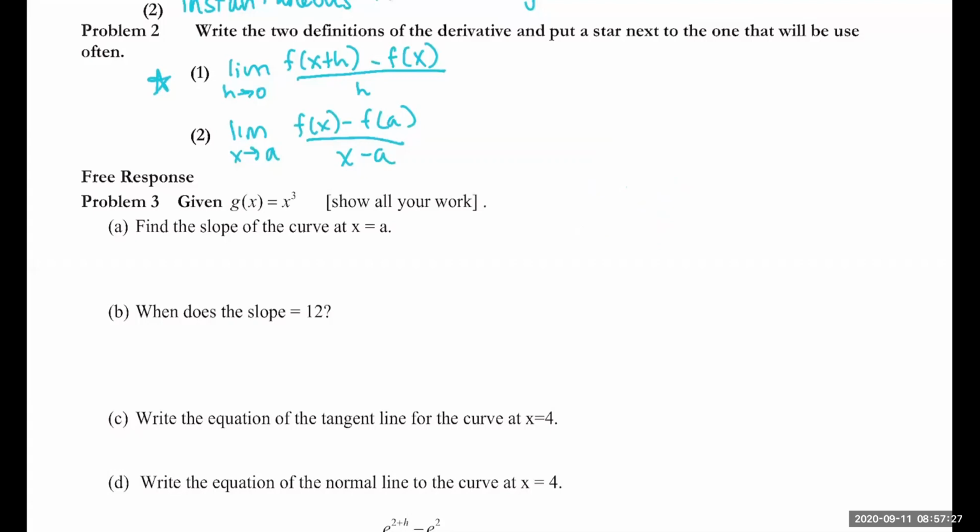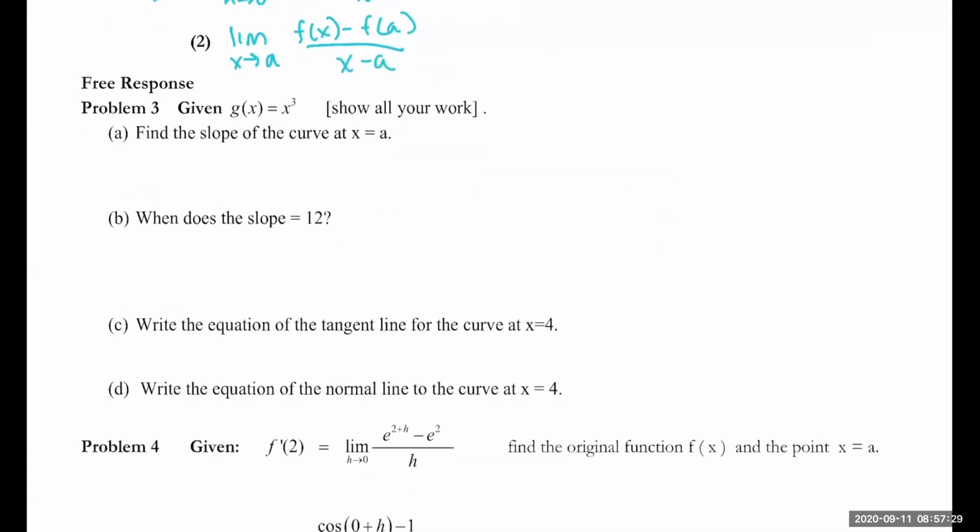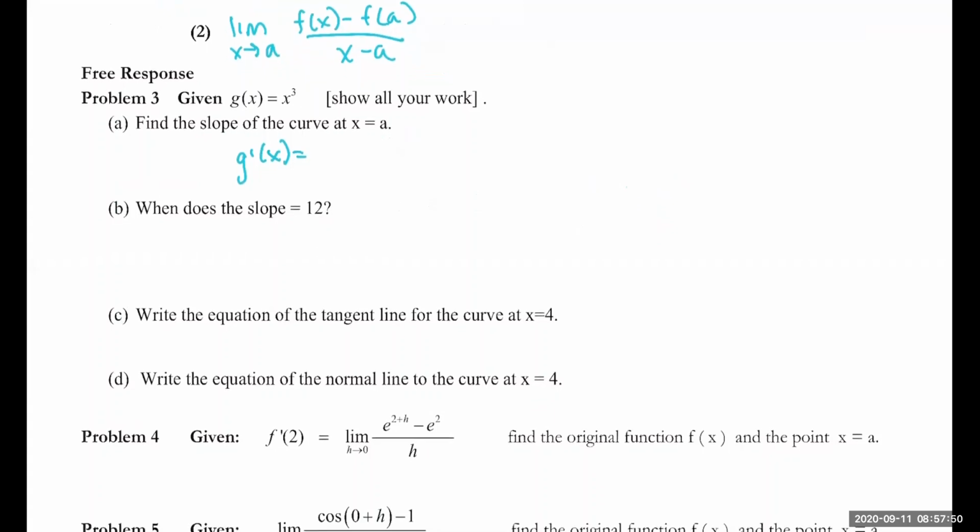So with that being said, this was an actual AP problem. You were given g of x equals x cubed. Find the slope of the curve at x equals a. So I realized that when I put together my notes, I have the assumption that you guys all know how to take the derivative, and I will summarize the power rule later on at the very end, just so that it's in your notes. It's something that I don't usually have to go over because I know everyone's coming to me knowing it. Power rule is you're bringing the 3 down, right? Timesing it by whatever constant is out front.